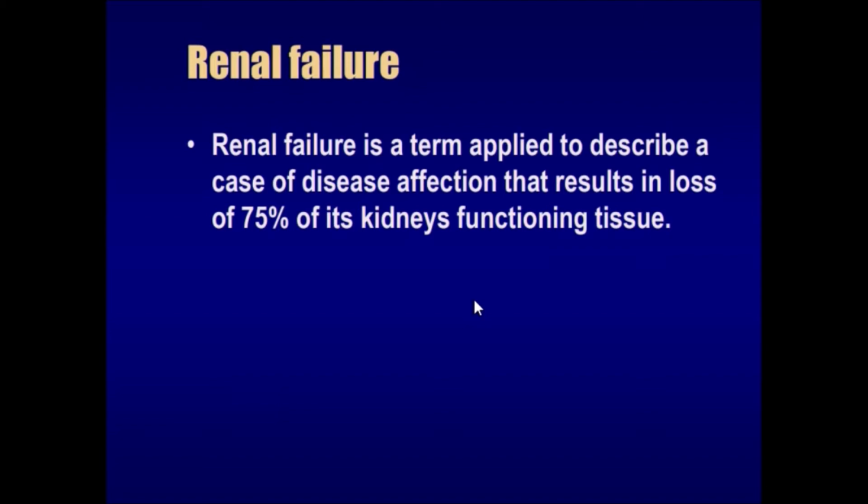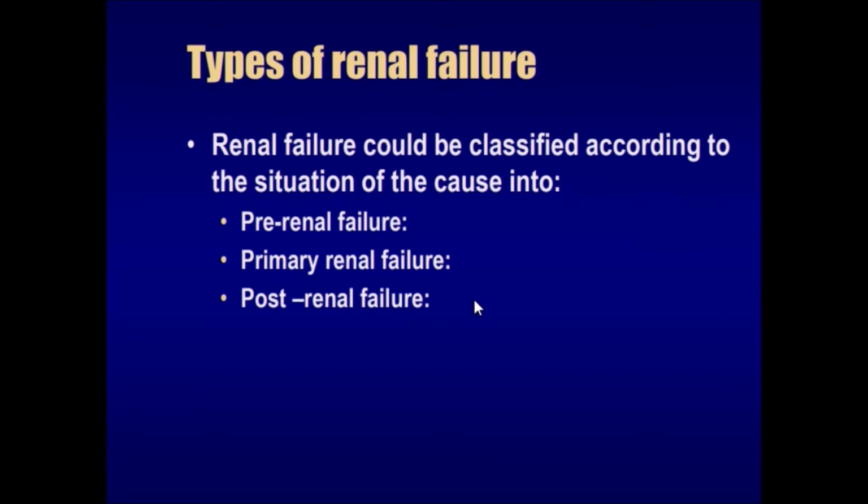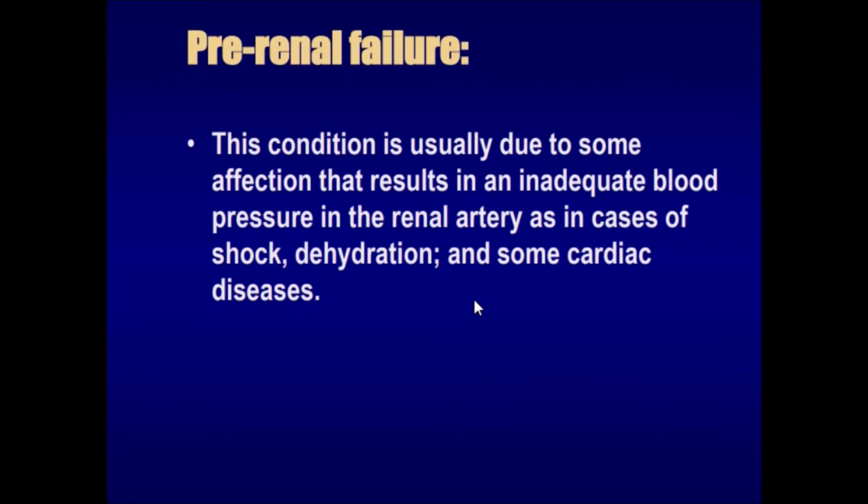Renal failure is a term applied to describe a case of disease affection that results in the loss of at least 75% of the kidney's functioning tissue. Following are the types of the renal failure. Renal failure could be classified according to the situation of the cause into pre-renal failure, primary renal failure and post-renal failure. What is pre-renal failure?